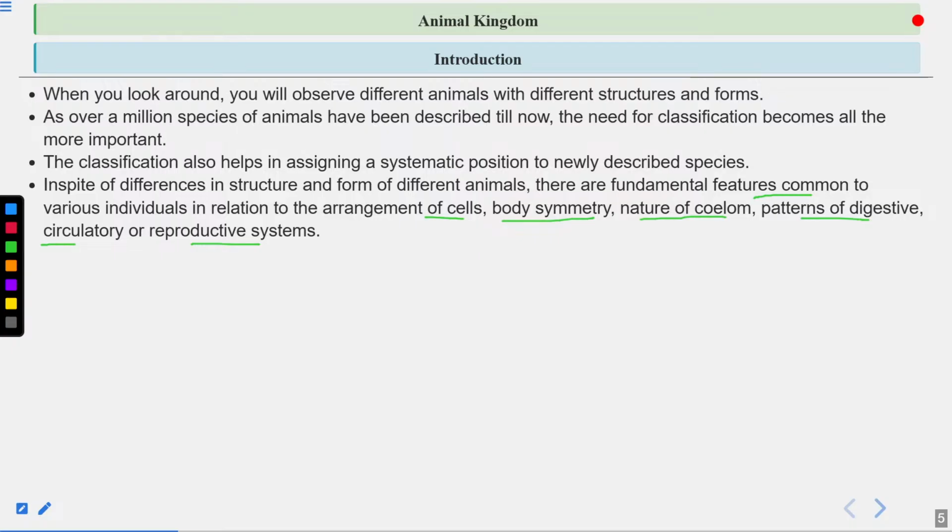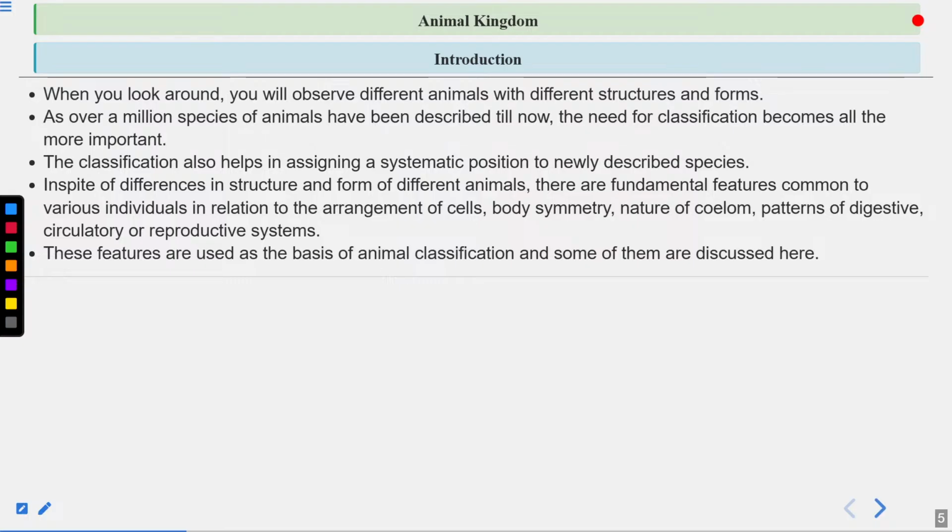Arrangement of cells: what type of arrangement of cells do we see in an organism? What is the symmetry of the body? What is the nature of coelom? Coelom is the body cavity. We will study about it in detail. Patterns of digestive, circulatory, and reproductive systems. So these are the fundamental features that are present in every organism, but there are some differences. So it is very important to know what differences there are in the fundamental features in different organisms.